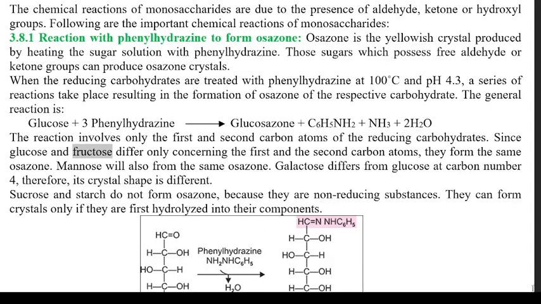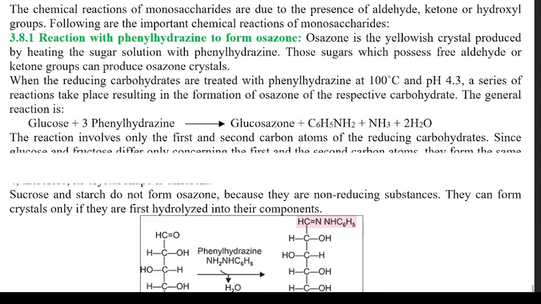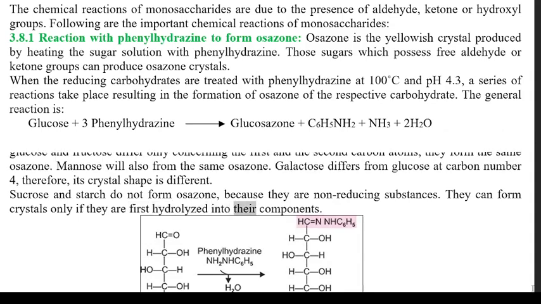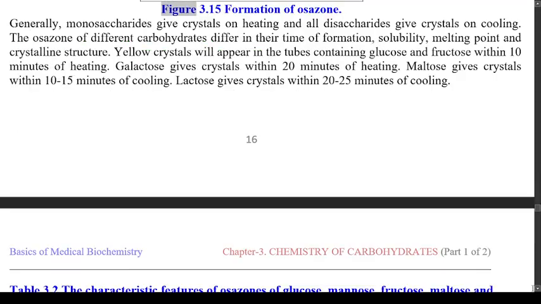Since glucose and fructose differ only concerning the first and the second carbon atoms, they form the same osazone. Mannose will also form the same osazone. Galactose differs from glucose at carbon number 4, therefore, its crystal shape is different. Sucrose and starch do not form osazone, because they are non-reducing substances. They can form crystals only if they are first hydrolyzed into their components. Figure 3.15 Formation of osazone.